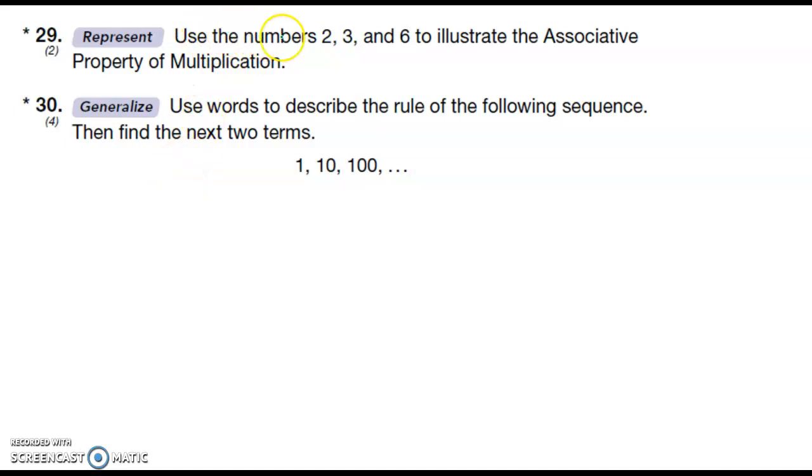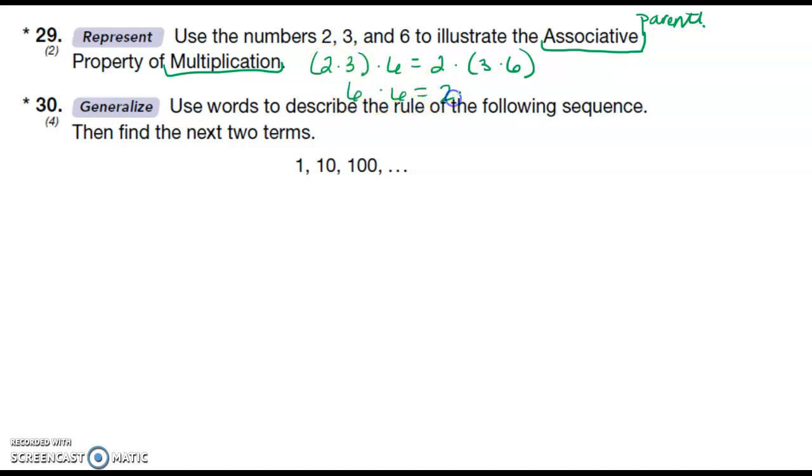All right, last two problems. Use the numbers 2, 3, and 6 to illustrate the associative properties. So this is parentheses of multiplication. So you could do 2 times 3 times 6 is equal to 2 times 3 times 6. And you'll see that my order remains the same, but my parentheses are different. So this would be 2 times 3 is 6 times 6. And this is 2 times, this is 18. And then I get 36 is equal to 36. So that checks out.